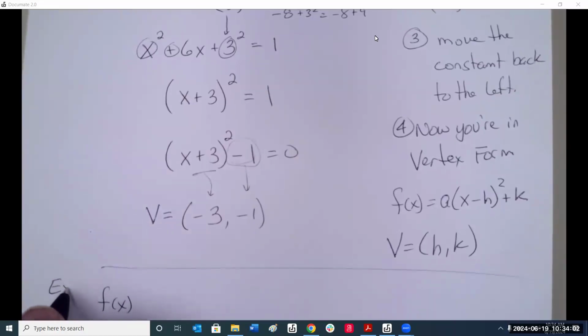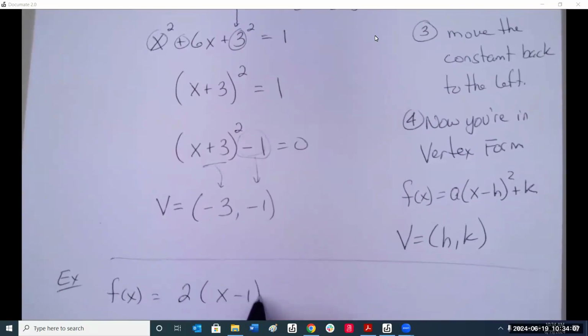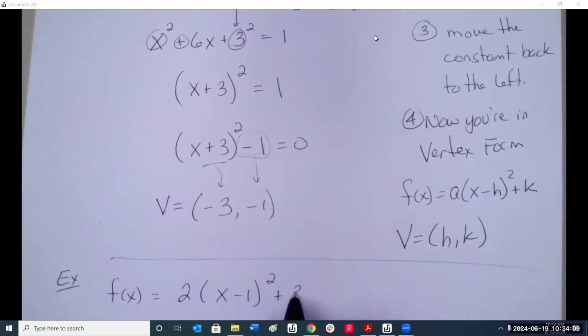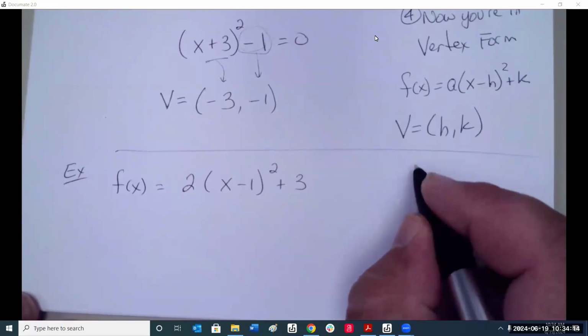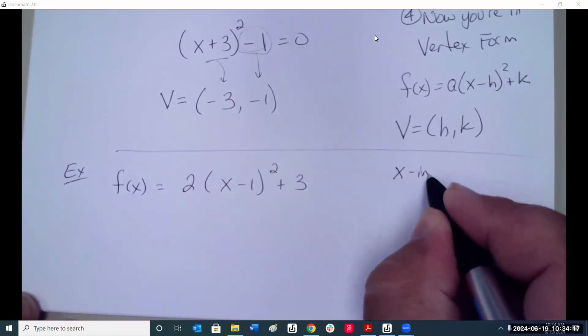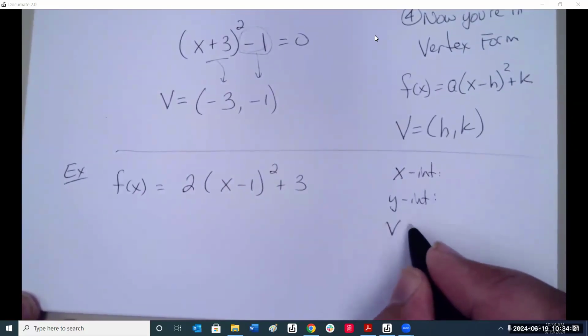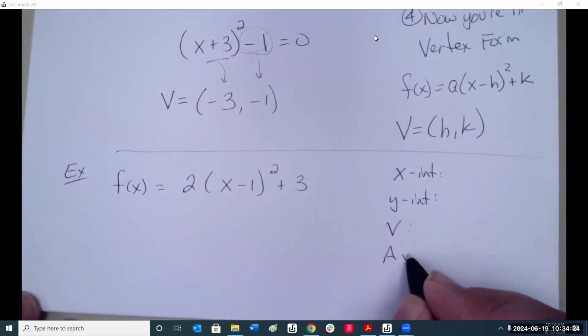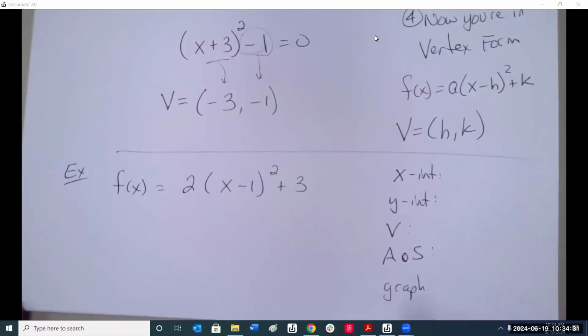Here's an example. Tell me the x-intercept, the y-intercept, the vertex, and axis of symmetry, and graph it, if I give you the equation in vertex form.